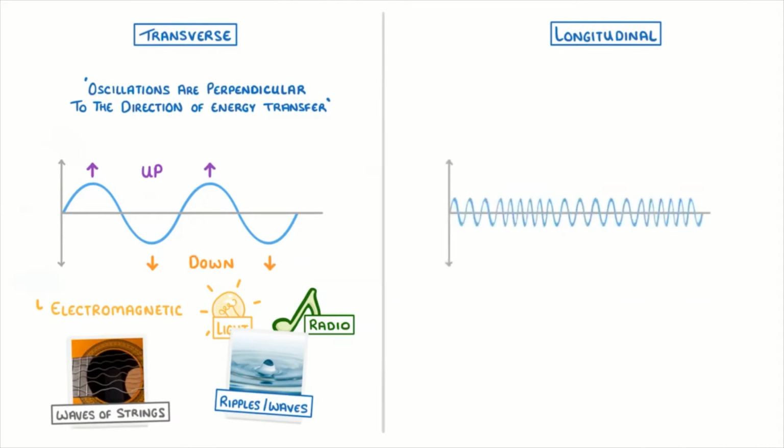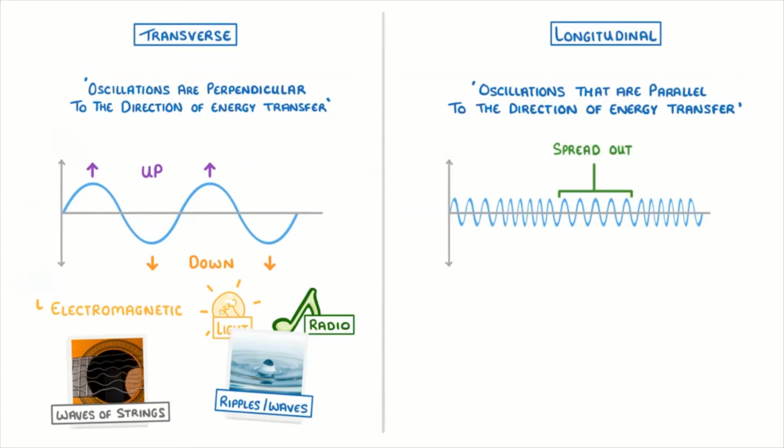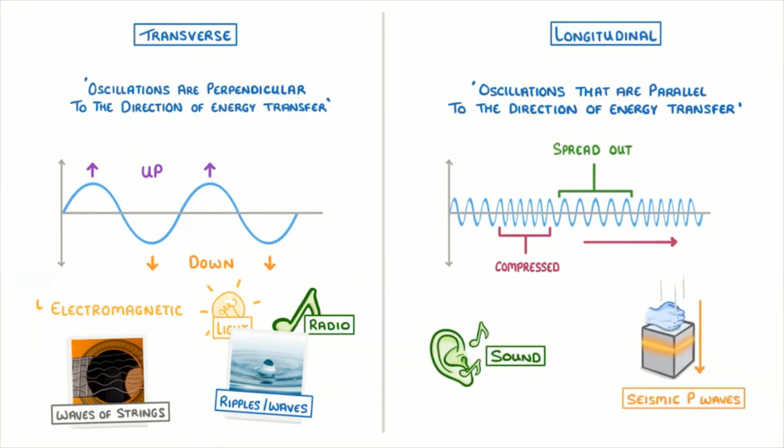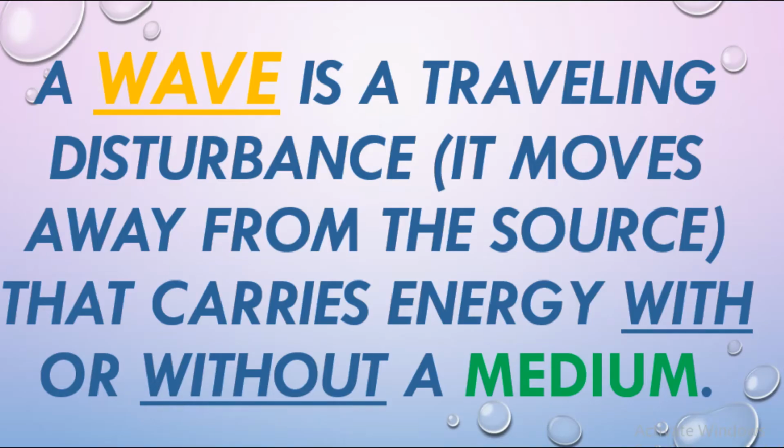Longitudinal waves, on the other hand, have oscillations that are parallel to the direction of energy transfer. This one's a bit trickier to get your head around, but basically it leads to some regions that are more spread out and other regions that are more compressed, because the wave's vibrating back and forth. In motion, it would look as if this area of compression is moving from the left to the right within the wave. Examples of longitudinal waves include sound waves and some types of shock waves, like seismic P waves.